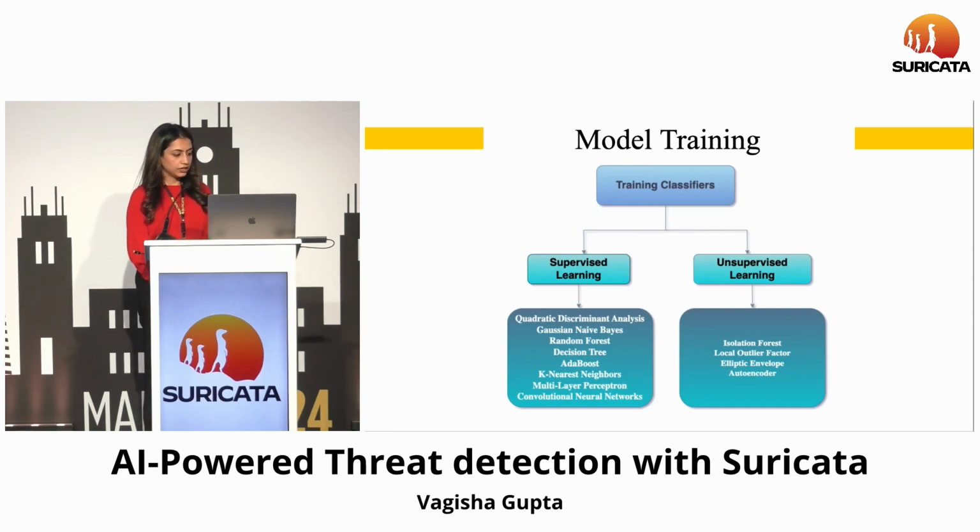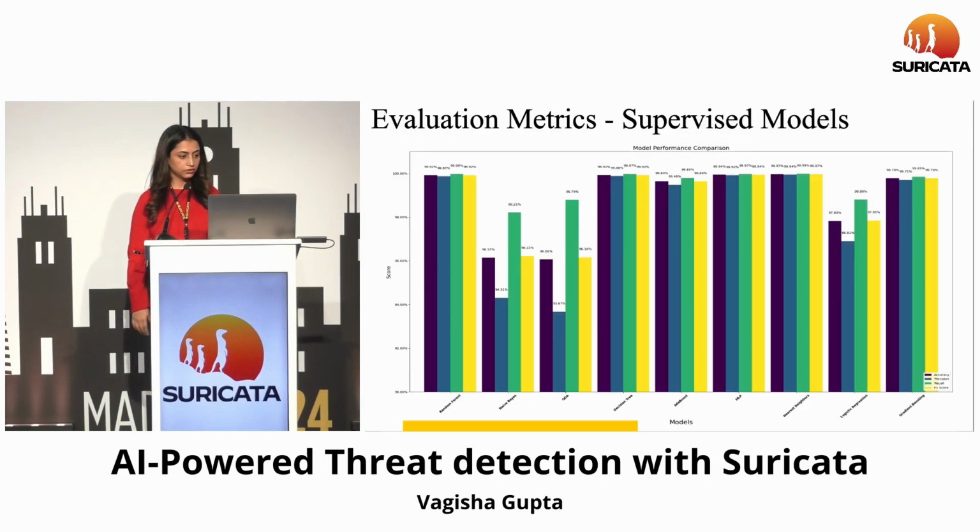Then comes the model training. For this case, I used supervised and unsupervised learning algorithms. For supervised, I used machine learning algorithms, which were quadratic discriminant analysis, Gaussian naive Bayes, random forest, decision tree, AdaBoost, KNN, and deep learning algorithms like multilayer perceptron and convolutional neural networks. We'll see how all these perform in the later slides. For unsupervised learning, I used isolation forest, local outlier factor, elliptic envelope, and a deep learning algorithm, which was the autoencoder.